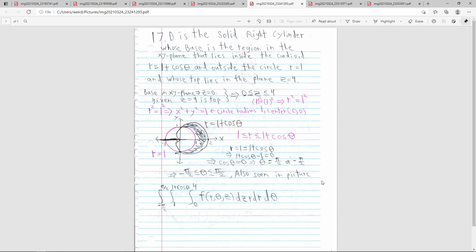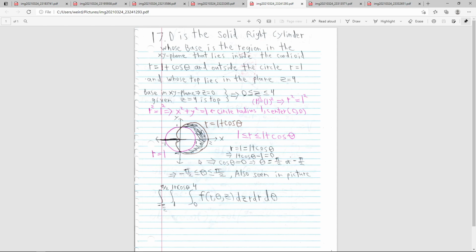Because that's when cosine theta equals 0, you can take the inverse, but either way, the cosine inverse of 0 is pi halves or negative pi halves. So there are two values it can take. So negative pi halves is less than or equal to theta, which is less than or equal to pi halves.